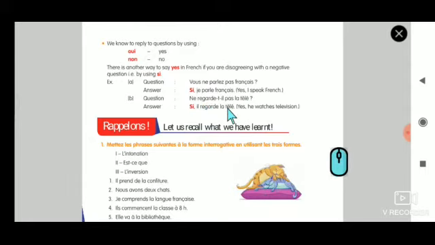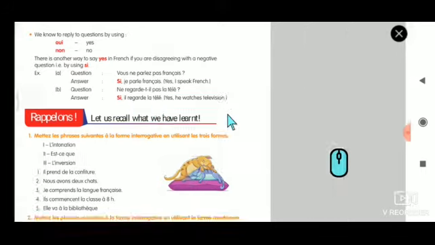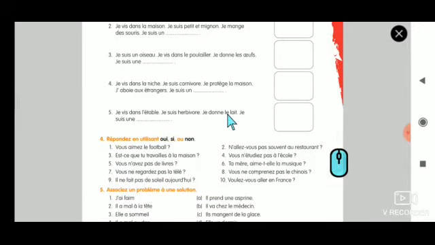Ne regarde-t-il pas la télé? Si, il regarde la télé. That means, doesn't he watch TV? Who said, he won't watch TV? No, he will watch TV. Like that. Okay. So, 1 or 2 I will explain. So, first one is easy. The question is positive. You can answer it in a positive oui or non. Second is, n'allez-vous pas souvent au restaurant?